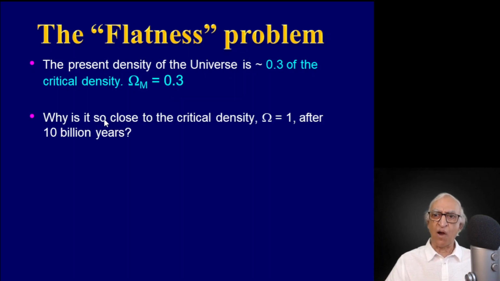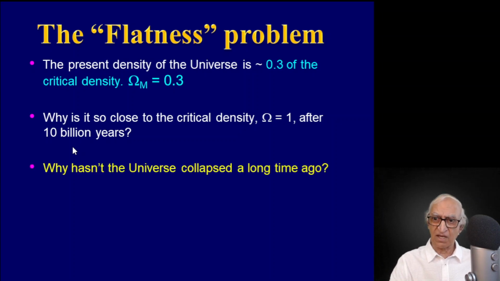So the question is, why is the density of our universe so close to the critical density, omega equal to 1, after 10 billion years? All right? If the density of the universe was a little more than the critical density, the universe would have collapsed on itself a long time ago. There would have been no galaxies and there would have been no life on Earth to ask this question. On the other hand, if the density of the universe was very small compared to 1, then again we have a problem. Maybe galaxies wouldn't have formed in any case.